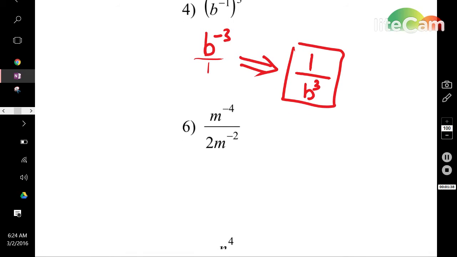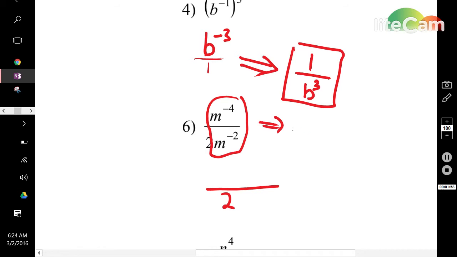Look to number 6. You have m to the negative 4th over 2 times m to the negative 2nd. You have a pair of bases of m that are being divided, so you're going to subtract the exponents. 2 is going to remain down below in the denominator. When you do m to the negative 4th minus a negative 2, what actually happens here is you're doing m to the negative 4th plus 2. So we subtract a negative. So what you get is m to the negative 2nd as a result.